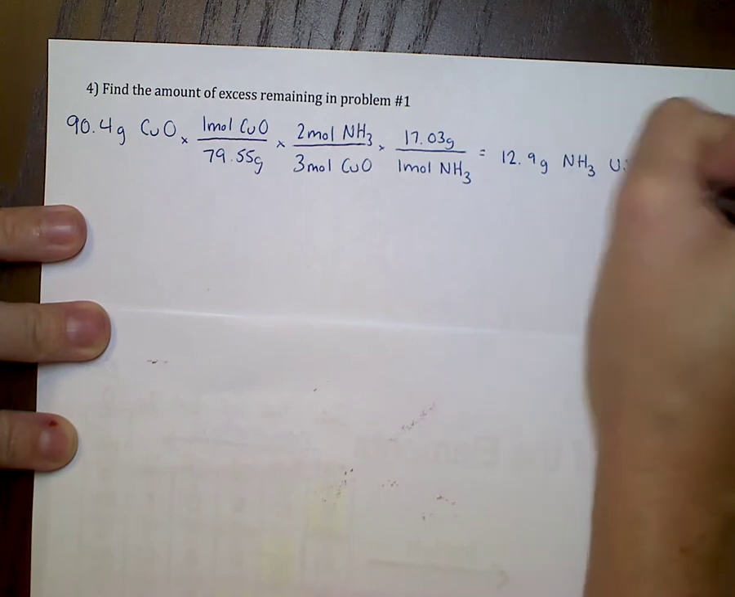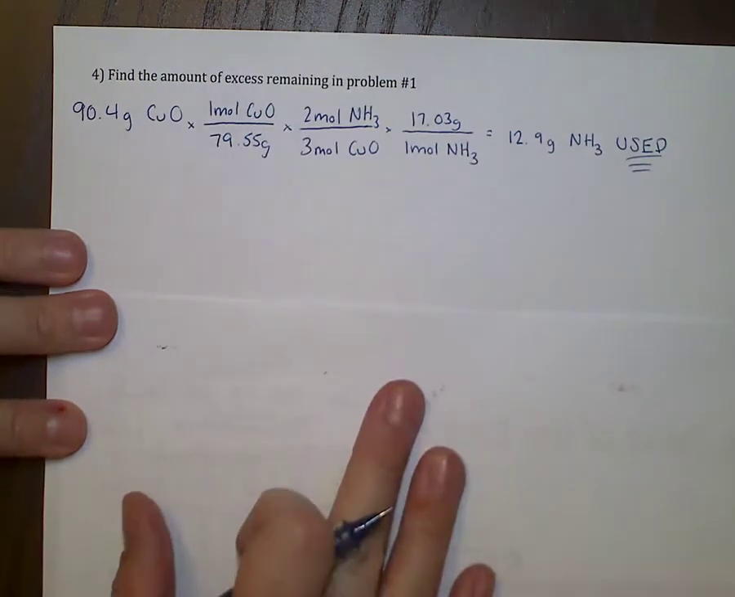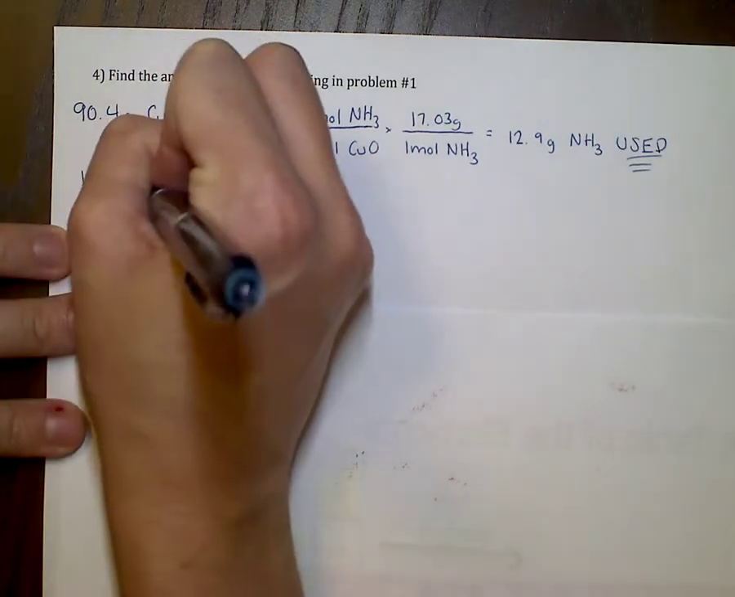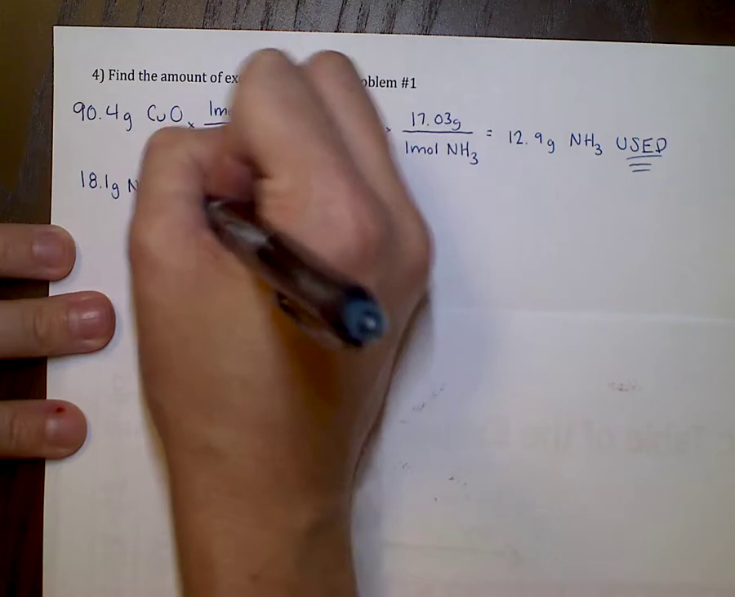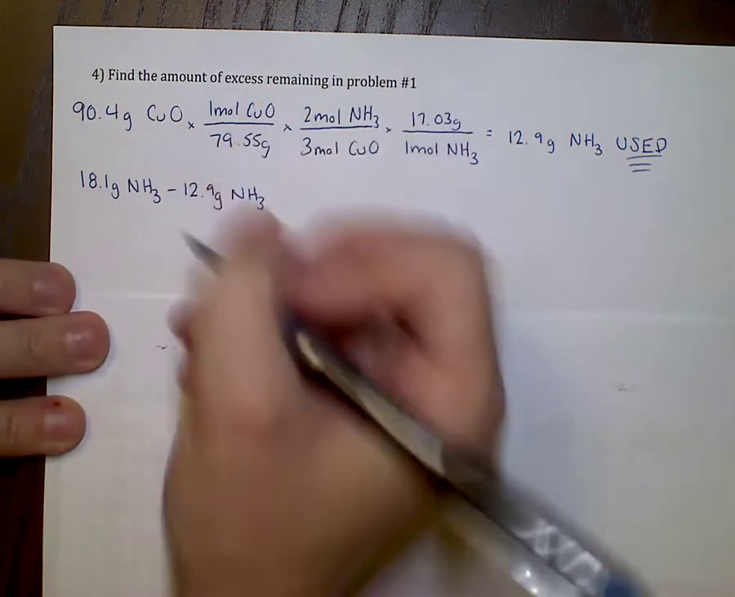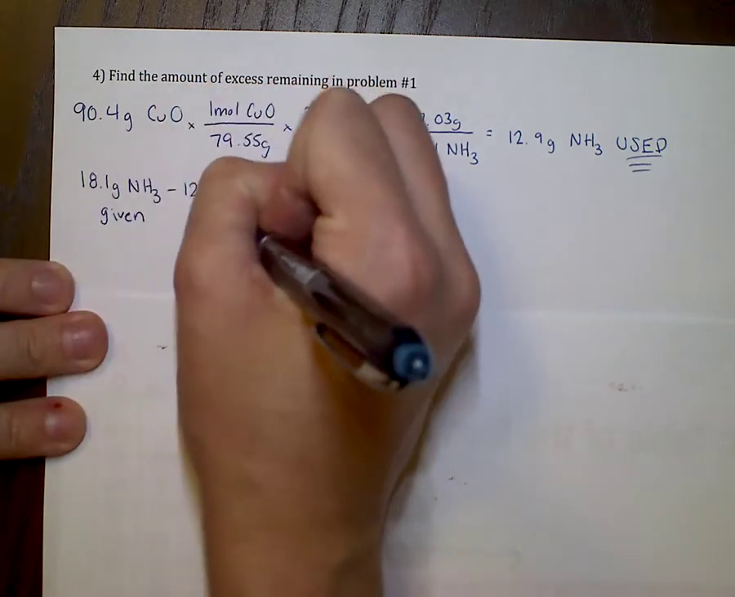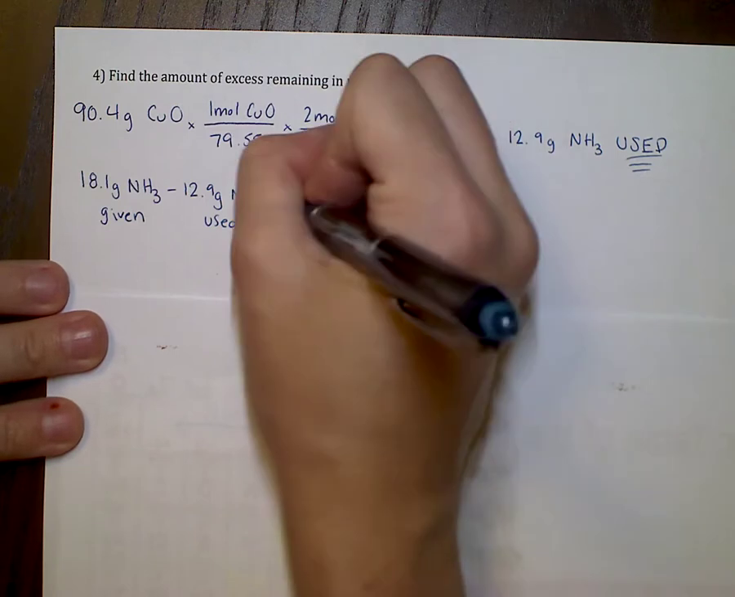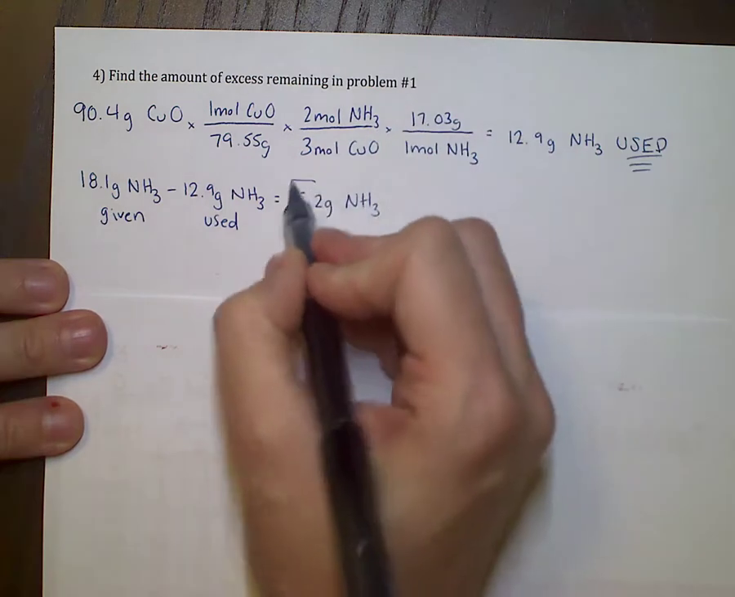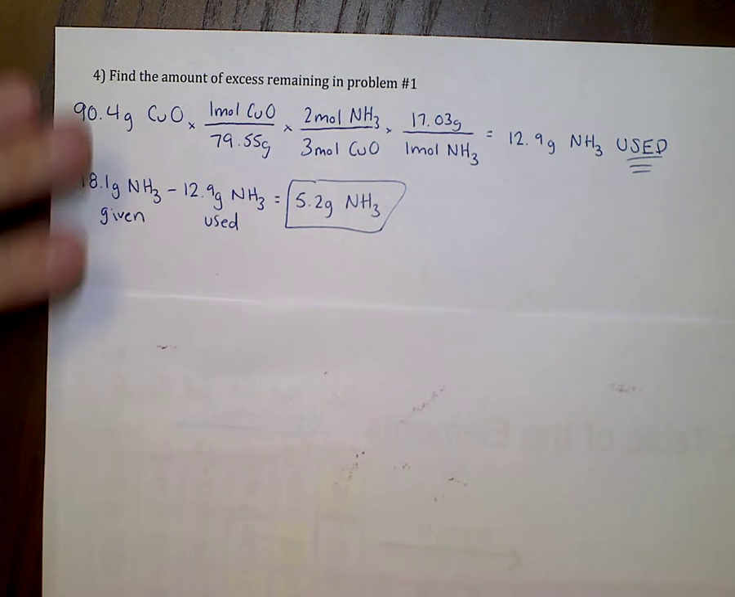Keyword, used. Okay, so now that we know how much was used, we're just going to subtract from the given. So in that problem, if you look back at number 1, it tells us that we were given 18.1 grams of NH3 to start with, and we subtract what we used of the NH3, and this means after the reaction stops, okay, so we've got our given minus our used. So after the reaction stops, we're going to have 5.2 grams of NH3 still hanging around in our reaction vessel because it did not react with the limiting reactant. Okay, so that is how you find excess reactants.